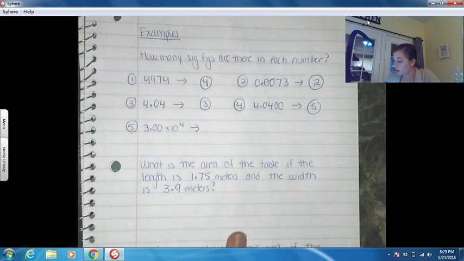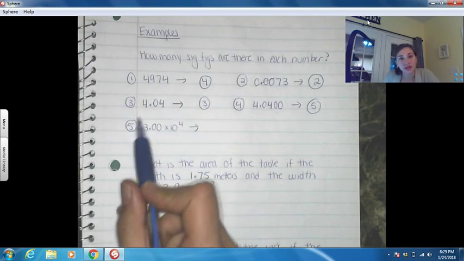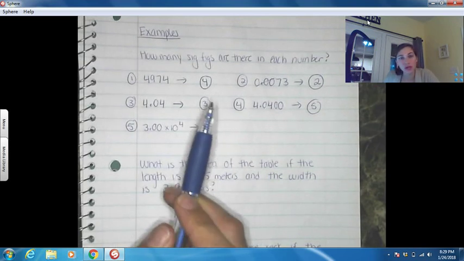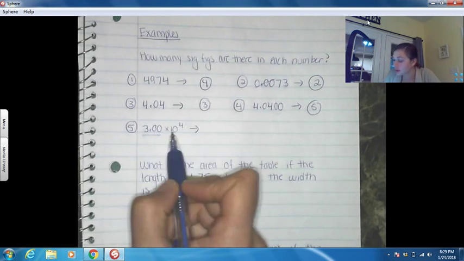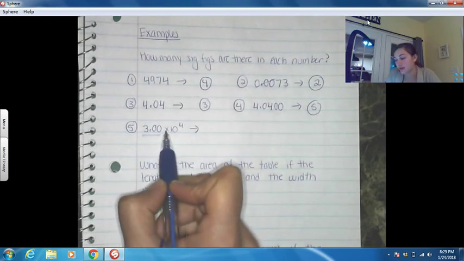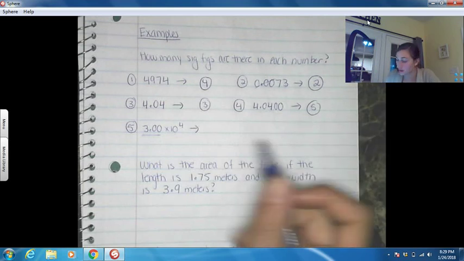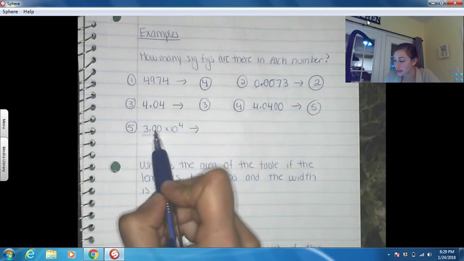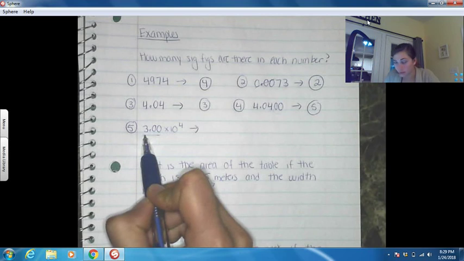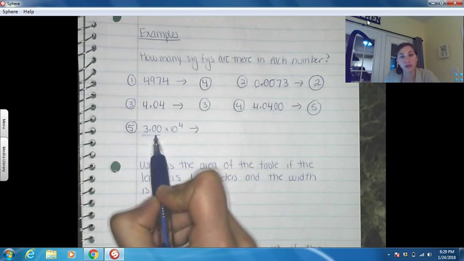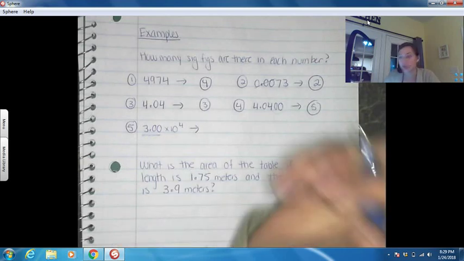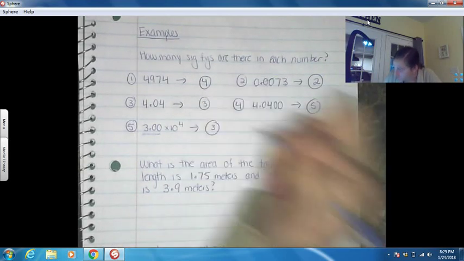All right, now scientific notation. When we're looking at significant figures in scientific notation, you're just looking at the number that comes in front of the times 10 to whatever. So here we have 3.00. The 3, of course, counts, and these 2 trailing zeros will count because there's a decimal place in the number. So we have 3 significant figures.